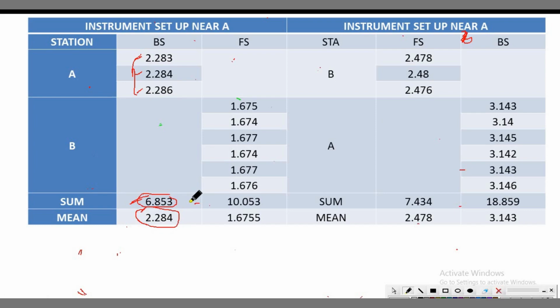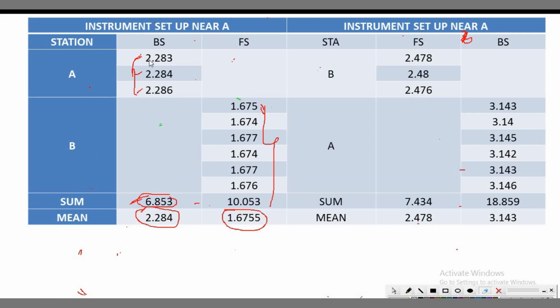After that, you take the sum of the foresights. Itong 6 na foresight na to. Take the sum of it, that is 10.053. Again, after taking the sum, take the mean. So, since there are 6 backsides, 10.053 divided by 6 is equal to 1.6755.